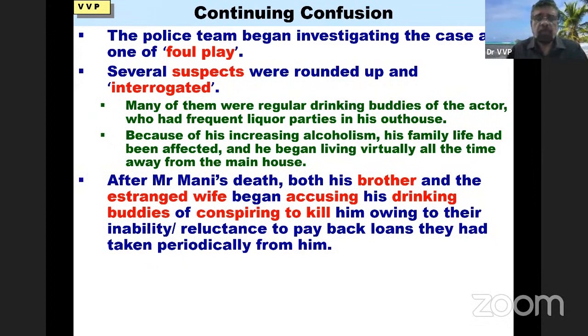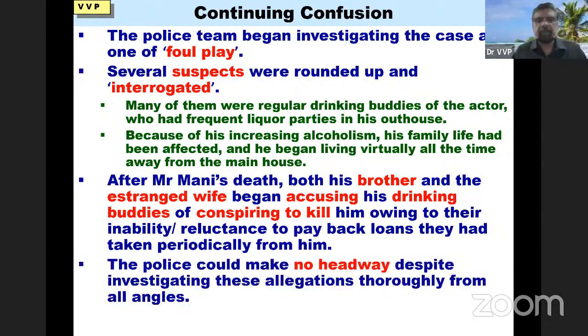Because Mr. Mani was having some problems with his family even before his death because of his alcoholism, there was a lot of animosity and resentment on the part of the family, especially towards his friends, who they felt contributed to his alcoholism. And so they started naming people also, and the police had to round them up and interrogate them, put them in a kind of difficult situation. We all know what is meant by interrogation in police terms. So a lot of really sad things happened. And in spite of all this, the police could make no headway.